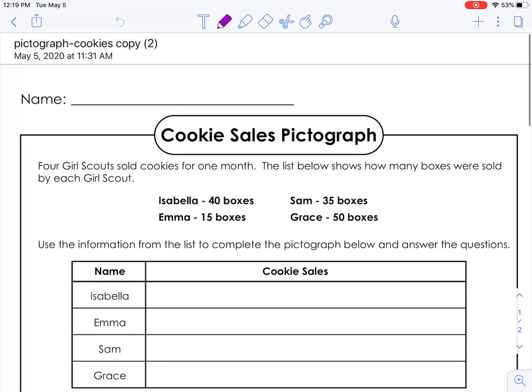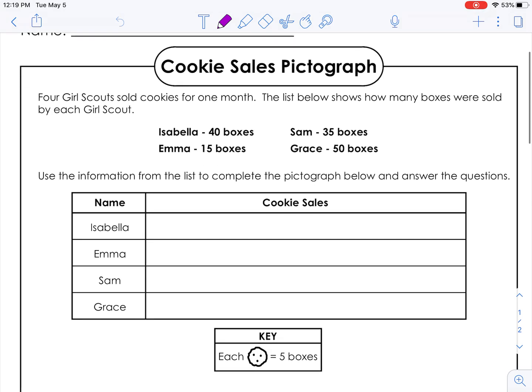Okay, our next item we're going to talk about is a pictograph. A pictograph uses pictures instead of X's for the data. Again, the most important thing is to read what the graph says and what each picture represents. In this case, our cookies represent 5 boxes. So we're going to take the information we were given and create a pictograph using a picture of cookies, because this is for Girl Scouts who sold cookies for 1 month.